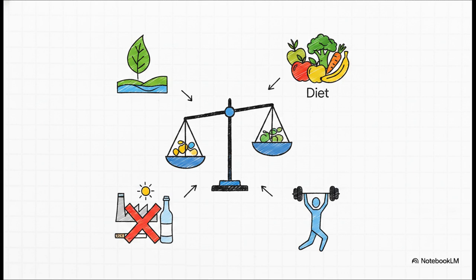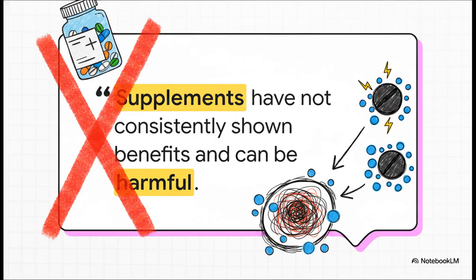Plus, avoiding smoking, cutting back on excessive alcohol, limiting exposure to pollutants when you can, and managing chronic diseases – all of these actively reduce your exogenous, external load of free radicals. But there's a massive caveat here, and this is crucial. A lot of people think, hey, I'll just pop a bunch of high-dose antioxidant supplements and be invincible. But the science tells a totally different story.